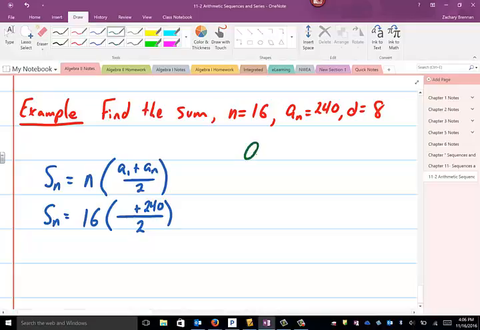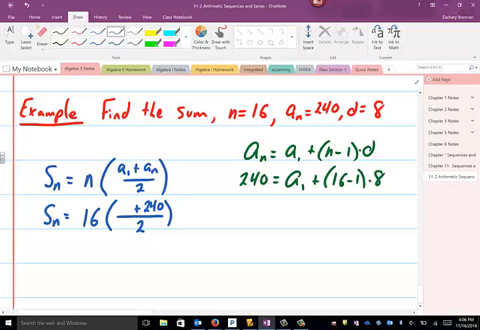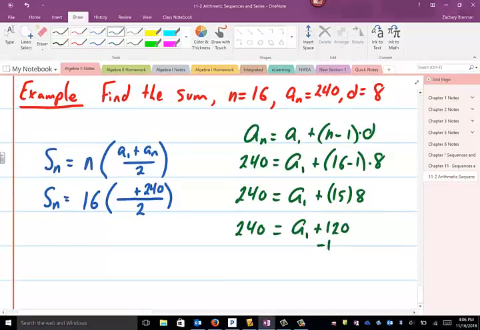Pull in that other formula you already know. A sub n equals a sub 1 plus n minus 1 times d. See, they gave you d for a reason. You can plug that in. 240. Don't know a sub 1. It told me n is 16 minus 1 and d is 8. So that's 240 equals a sub 1 plus 15 times 8. Oh, that's 240 equals a sub 1 plus 120. If we subtract 120 now, it turns out that a sub 1 is 120.